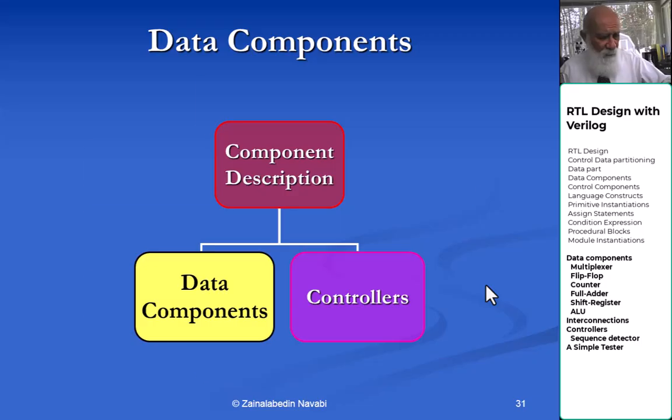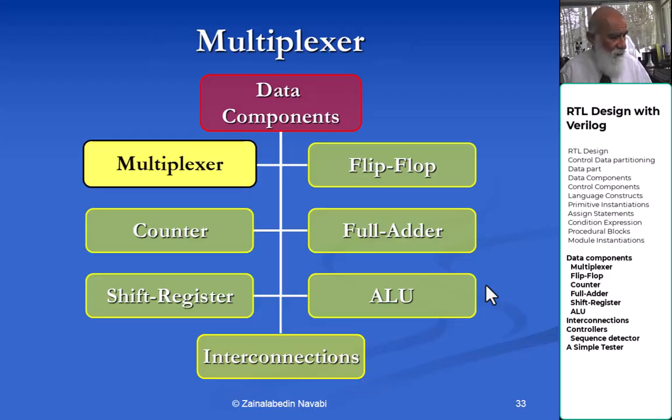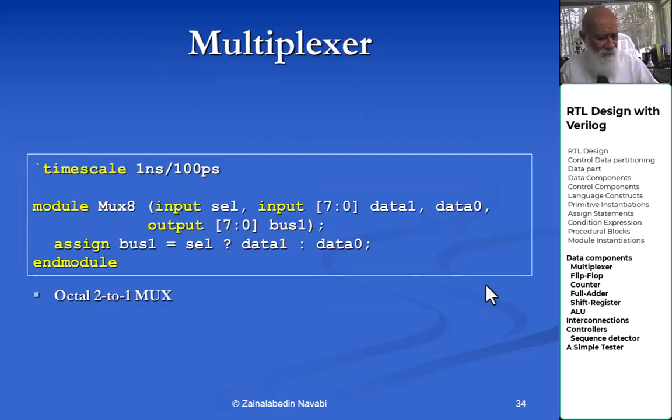About data path components, they are like multiplexers. We have already seen a good number of them. Flip-flops, counters, full adders, registers, ALUs, and so on. All of these components that we are showing here will be described using the formats and the constructs that we are already familiar with in the earlier part of this lecture. So let's start with the multiplexer.